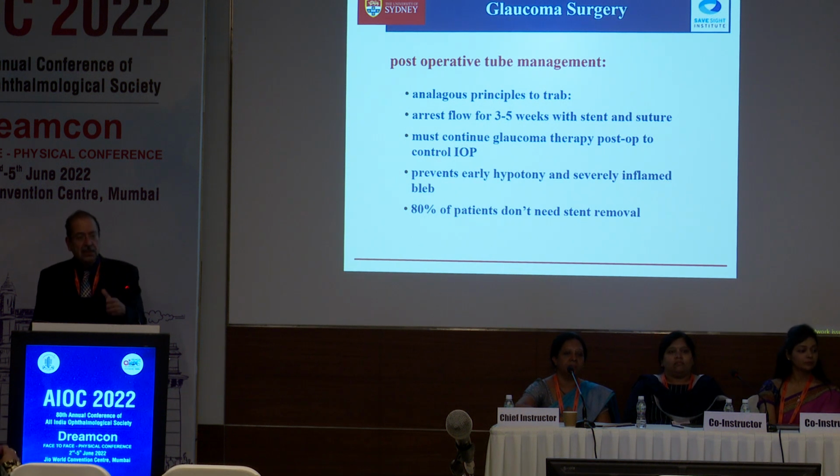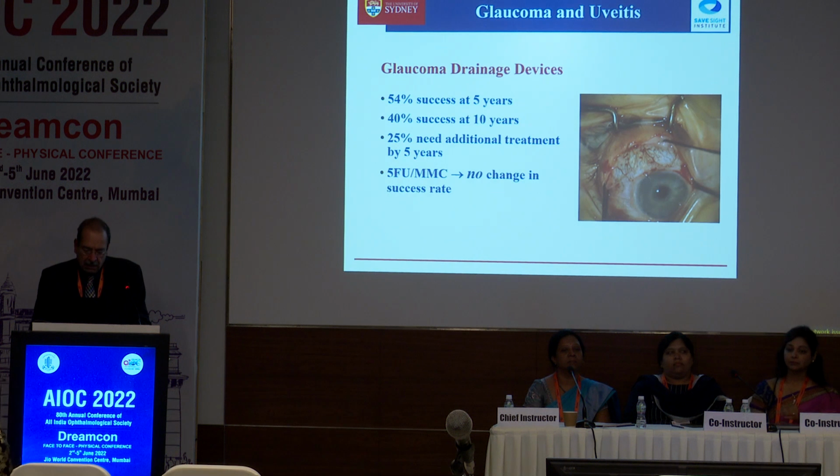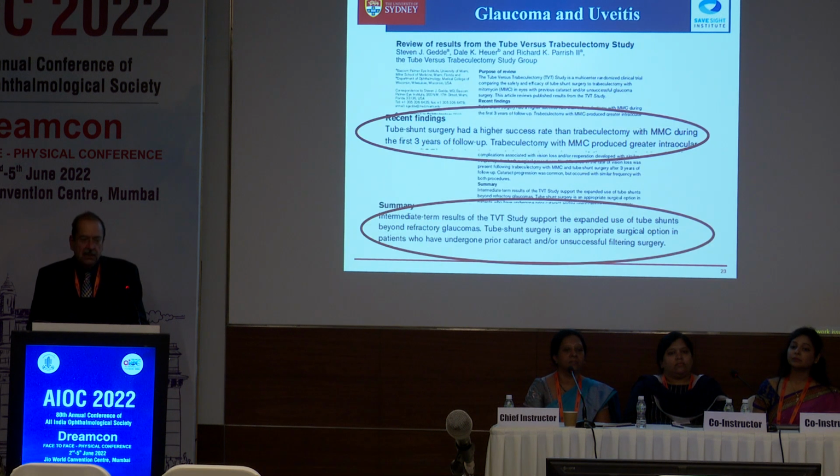So really, you need to continue using the glaucoma medications even post-operatively. If there's any hypotony or inflammation, one needs to control that very, very well. The success rates are pretty good, 54% at 5 years. And really, about a quarter of them after 5 years would require additional treatment. But the use of mitomycin C and 5-FU in this case is not really necessary. So the Tube Versus Trabeculectomy study certainly points more towards the tube than trab.